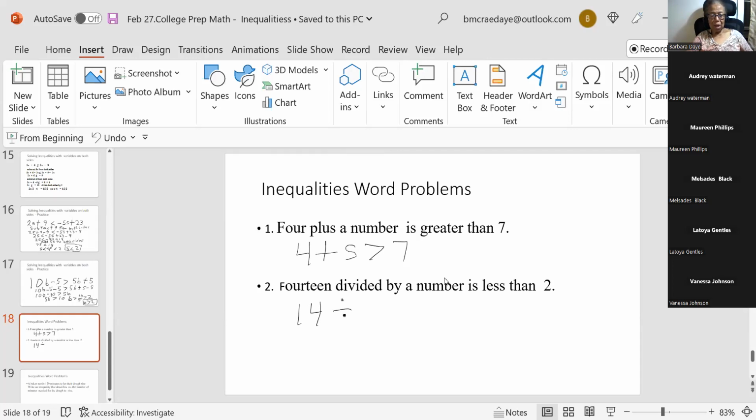Okay. I could write that, or I could put a slash. Now, what goes after the division symbol? B. Okay, 14 divided by B. And what goes next?